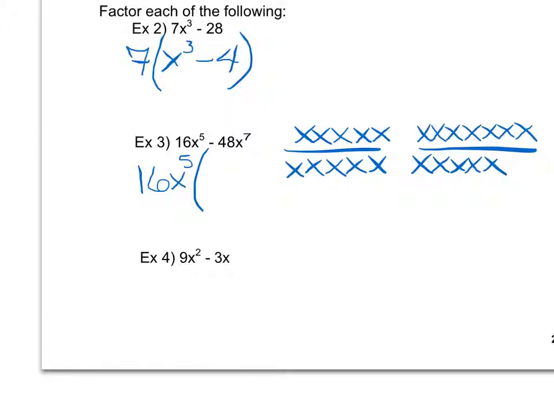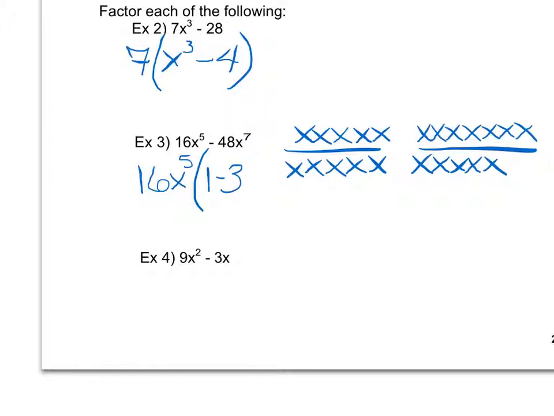Oftentimes the answer I get is nothing, they're gone. They are not gone. When I divide anything by itself, I'm always left with 1. So 16x to the fifth divided by 16x to the fifth is 1. Minus 48x to the seventh. Well, minus 48 divided by 16 is minus 3.